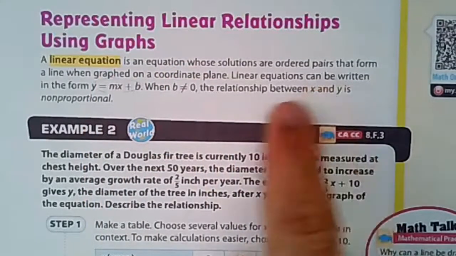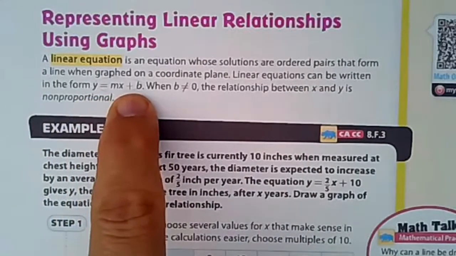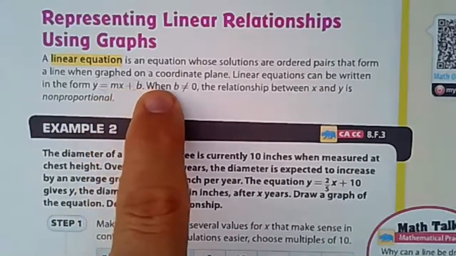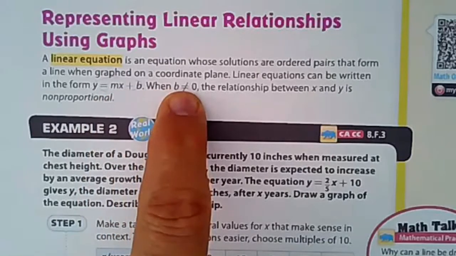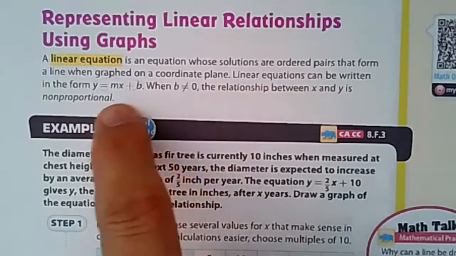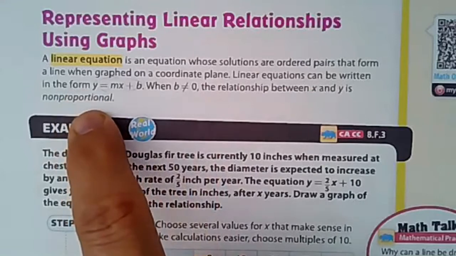Linear equations can be written in the form of y equals mx plus b. That's super important right there, where b is not equal to 0. And the relationship between x and y is non-proportional. So this is not going to go through the origin.